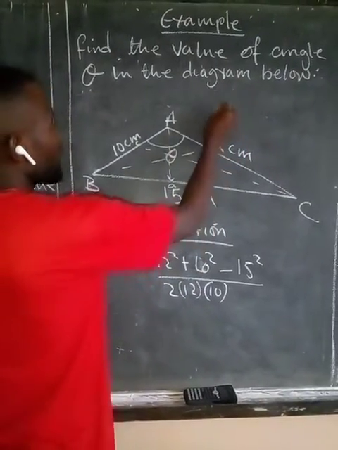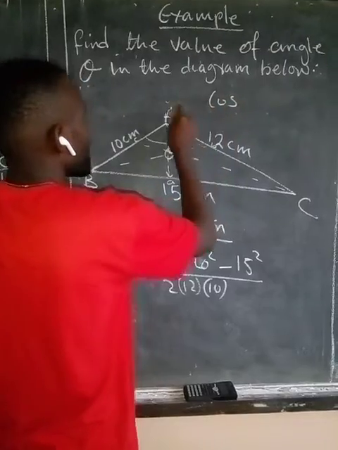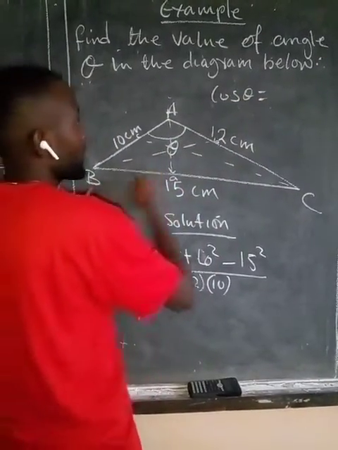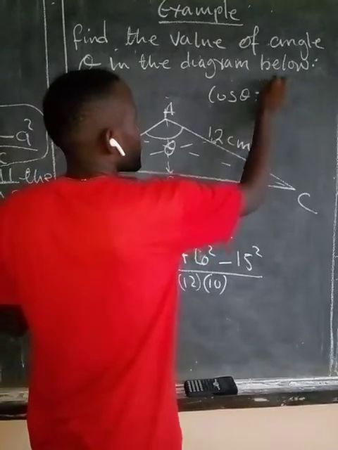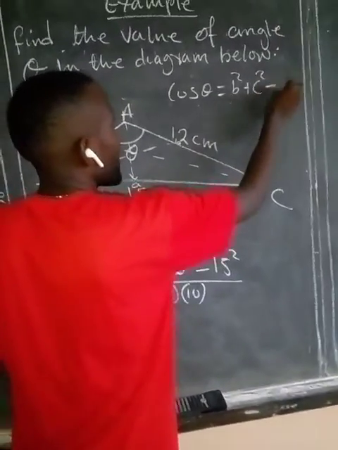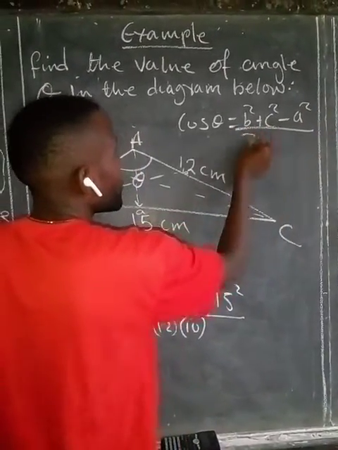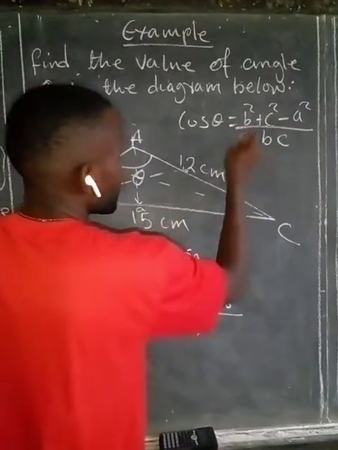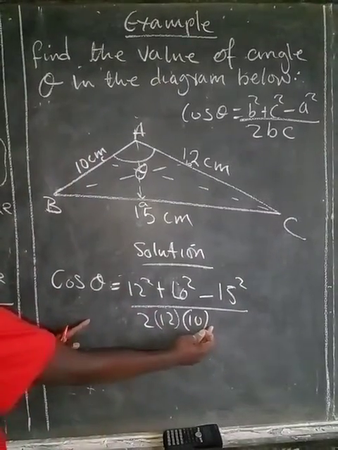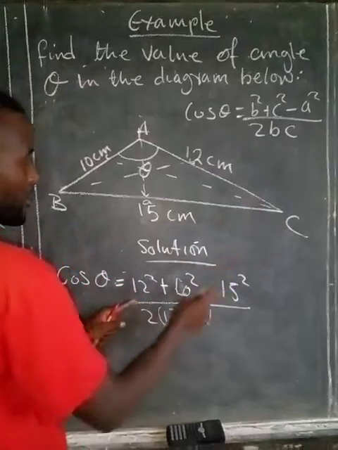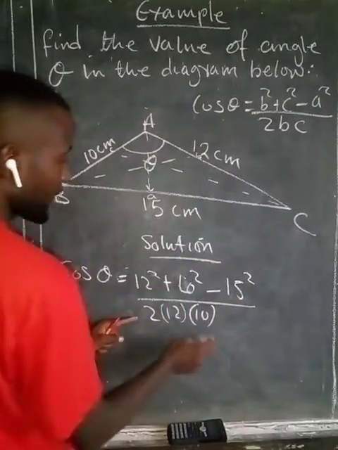In this kind of triangle, they have given you cos theta is equal to B squared plus C squared minus A squared over 2BC. So this is the formula, we just replace it here. We replace what is B, what is C, what is A, and everything.